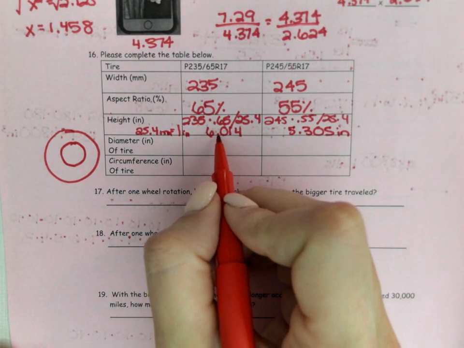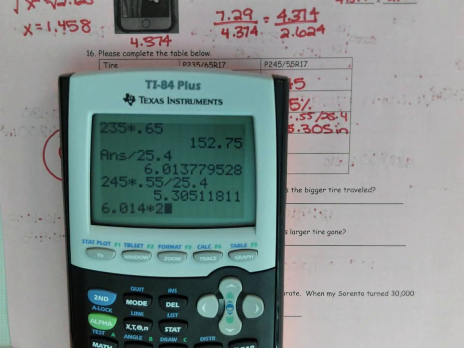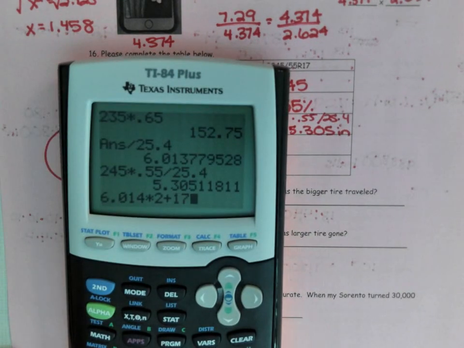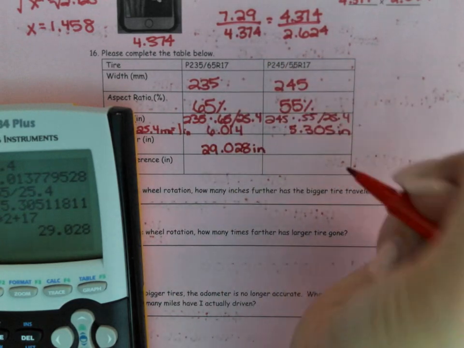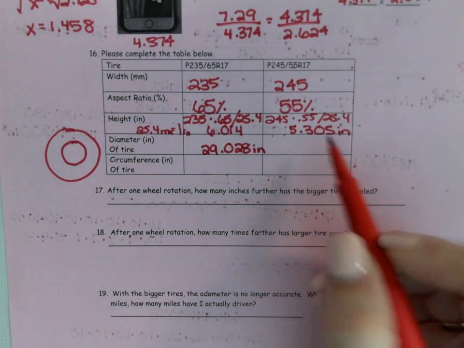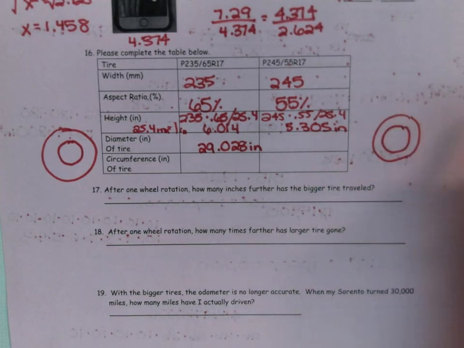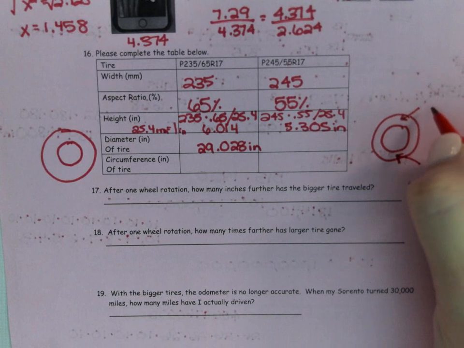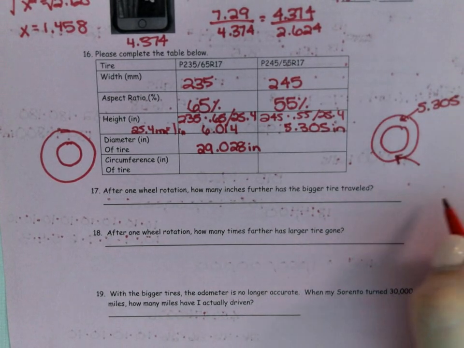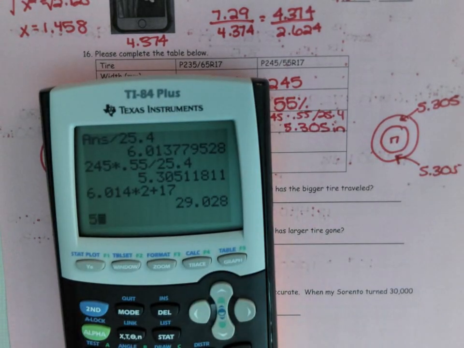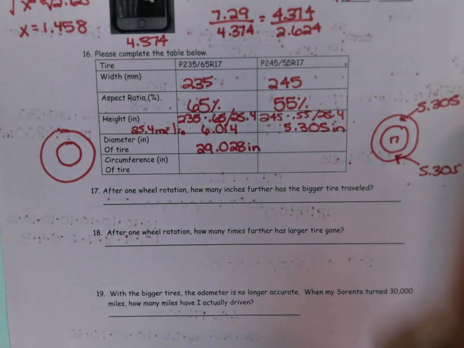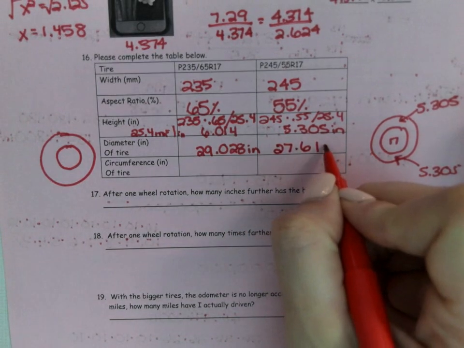So now to find the diameter, you've got to consider that a tire has the height on both sides. So we're going to double this number and add it to the 17. So I take 6.014 times 2 plus the 17. And I get 29.028 inches. So for this one, now both sides of our tire, right here and right here, are that 5.305 with the 17 in the middle. So I'm going to double the 5.305 and add it to the 17. And I get 27.61 inches.